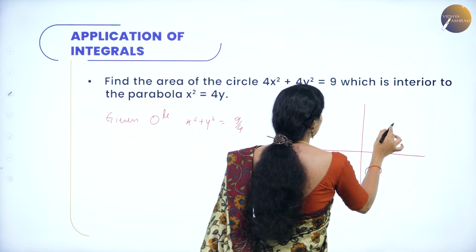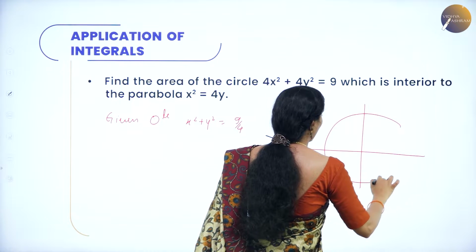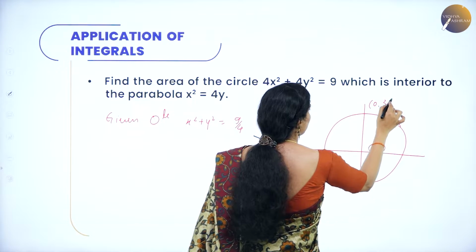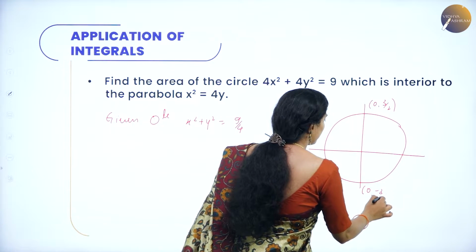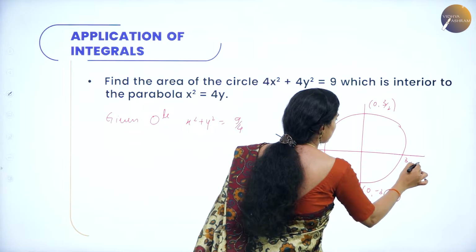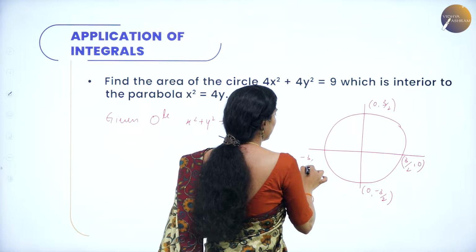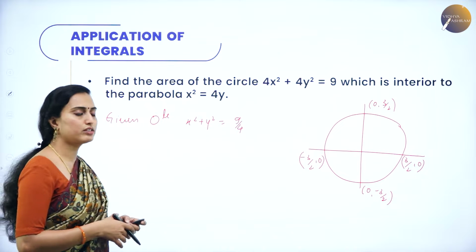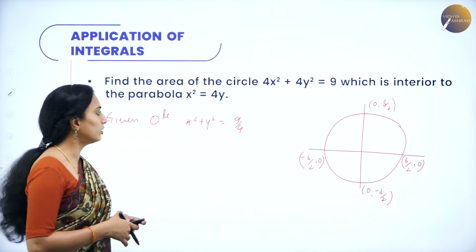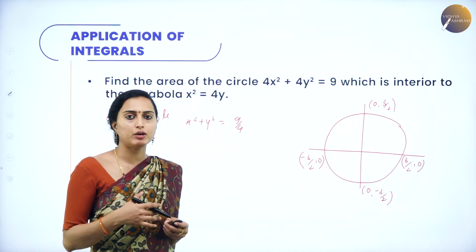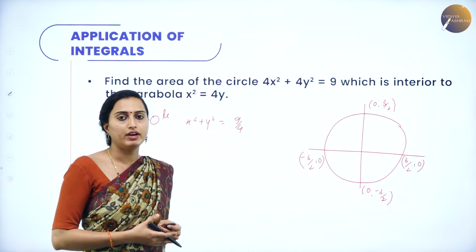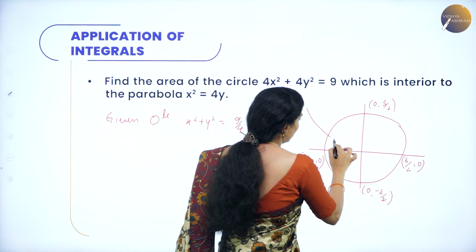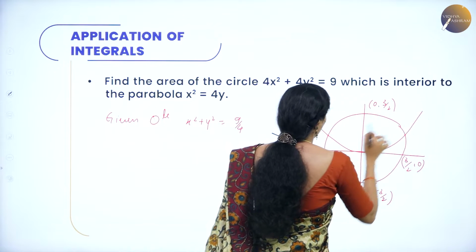Okay. So this is a circle you are having, with radius 3 by 2. Now here I am having 0, 3 by 2, and here 0, minus 3 by 2, and here 3 by 2, 0, and then here minus 3 by 2, 0. Correct. This is the circle which they have given, which is interior to the parabola x squared is equal to 4y. It is a parabola along the positive y-axis. So therefore you can have a parabola which is interior to this. This is the parabola you are having, along the y-axis.